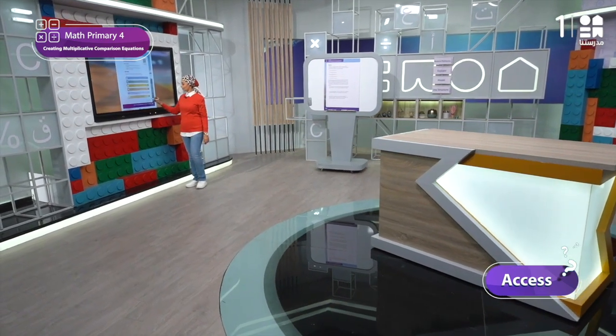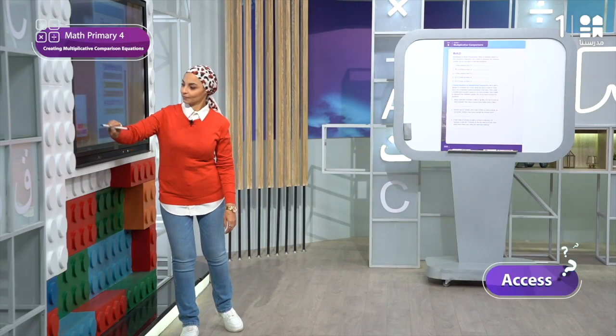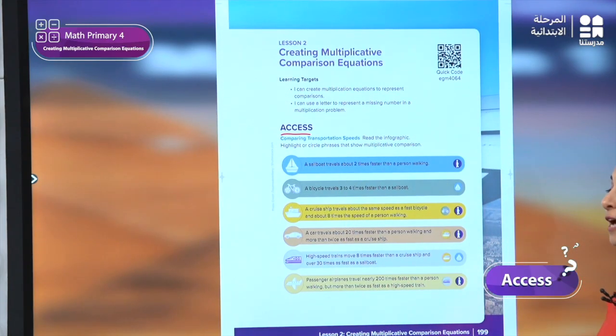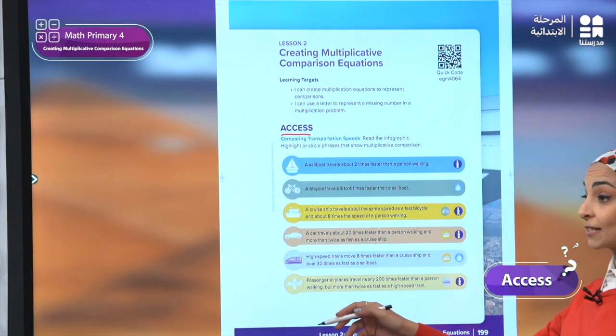Here in the access part, as you see, this is the access part. Here we have 6 sentences. عندنا 6 sentences like you see comparing the speed of different types of transportation. بعمل ايه؟ بقارن ما بين السرعة بتاعة different transportations.